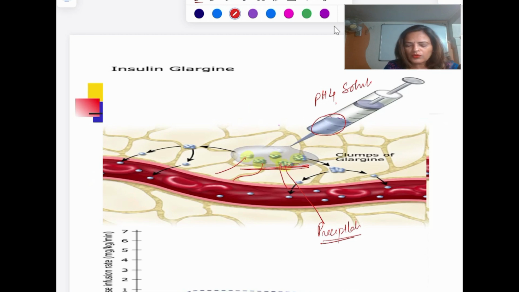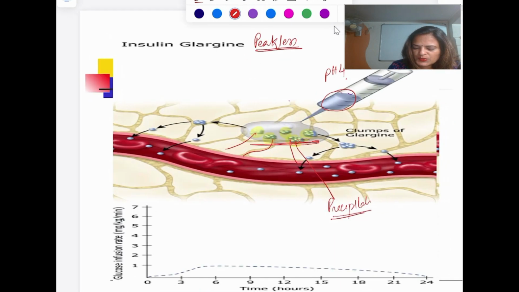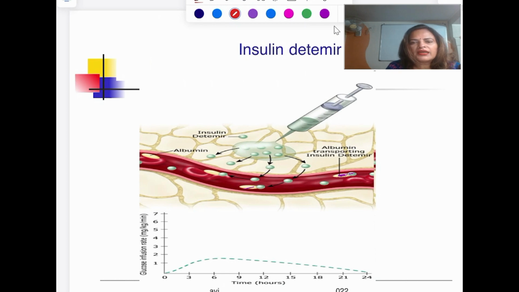So it is also called peakless. A single dose injection at bedtime is given with this, and it is going to take care of the basal requirement of insulin throughout the day. And the same is true for detemir and degludec.